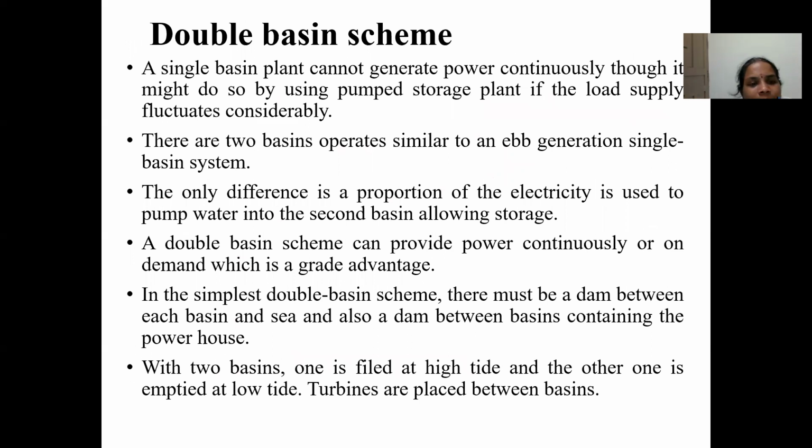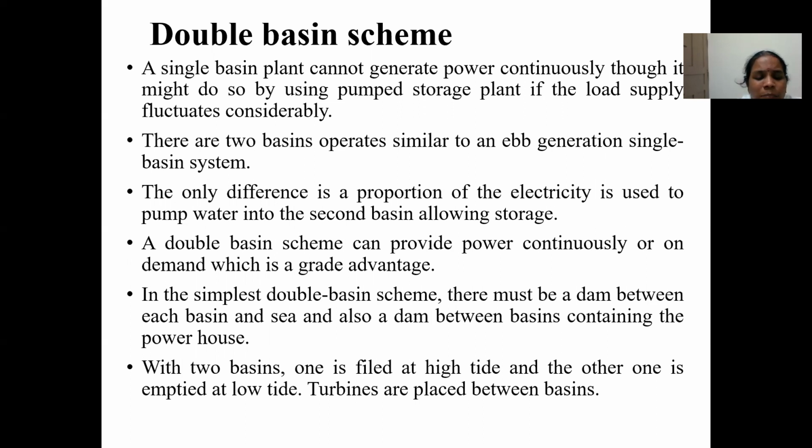Whereas in a double basin scheme, a single basin plant cannot generate power continuously, though it can be used only for a pumped storage plant. There are two basins that operate separately, similar to the ebb generation cycle basin systems. The only difference is that a proportion of the electricity is used to pump water into the second basin, allowing storage. A double basin scheme can provide power continuously and on demand, which is a great advantage.